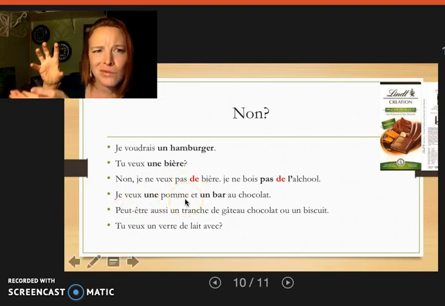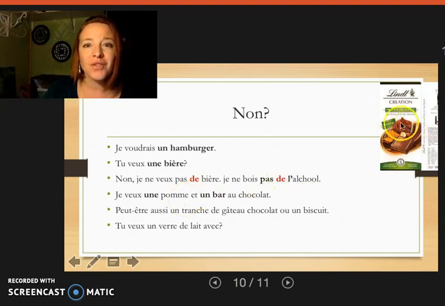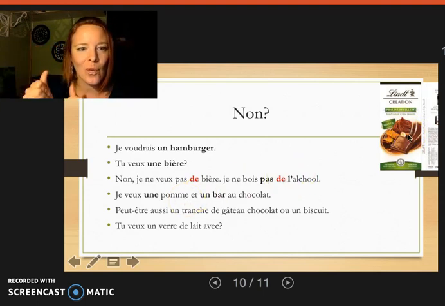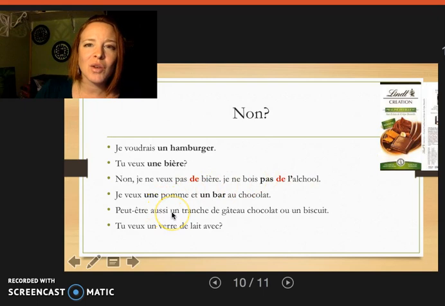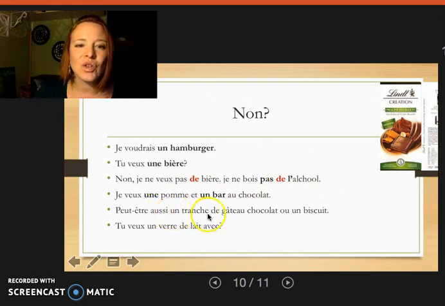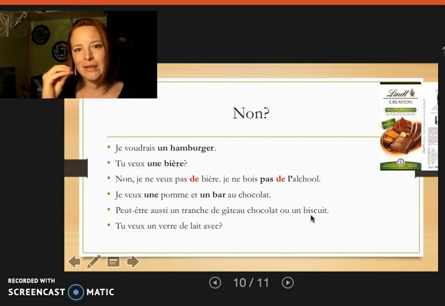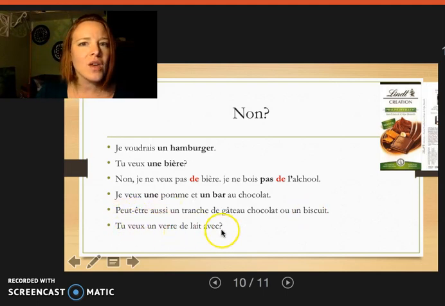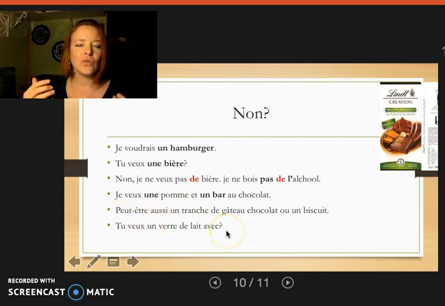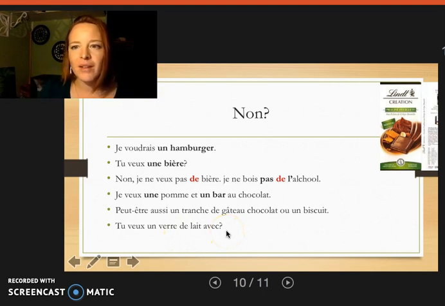Because an apple is one thing. A bar of chocolate? Also one thing. Maybe you're talking about you want une tranche de gâteau, like a slice of cake, or un biscuit, because cookies come in nice, easy transportable sizes. Or tu veux un verre de lait? So do you want a glass of milk with it?